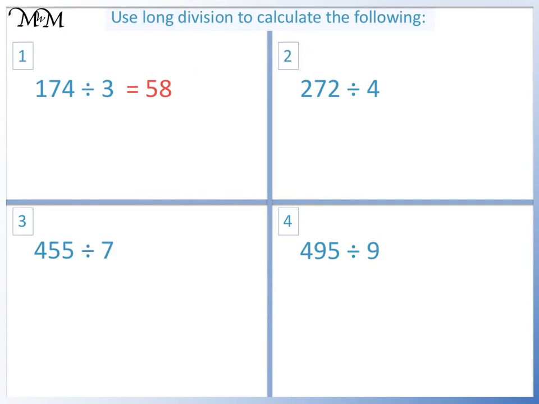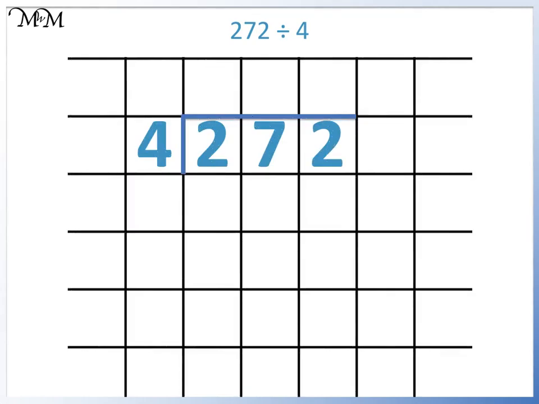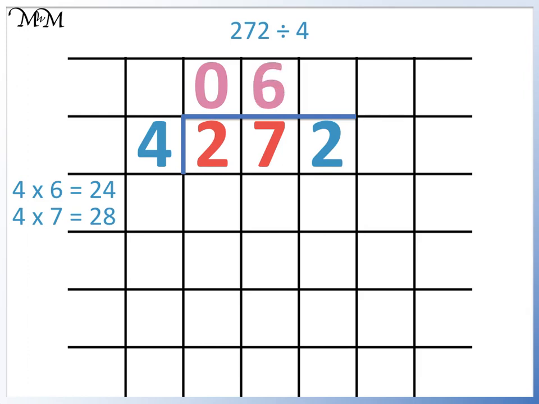Question 2. 272 divided by 4. 4 divides into 2 0 times, so we find out how many times 4 divides into 27. From our times tables, we know that 4 times 6 equals 24, which is less than 27. And 4 times 7 equals 28, which is greater than 27. So 4 divides into 27 6 times, with a number left over.